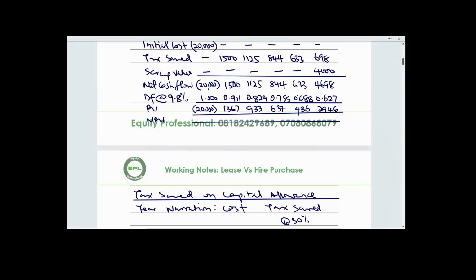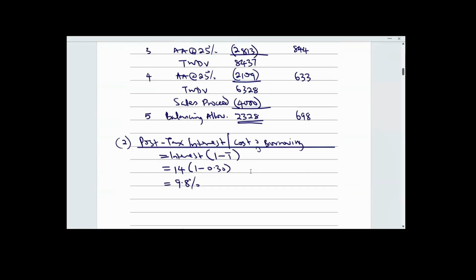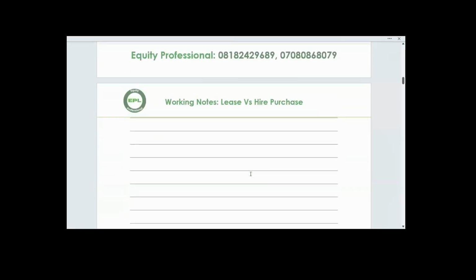Okay, so the final answer will then be equal to 2946 plus 436 plus 637 plus 933 plus 1367 equal, then minus 20,000. Minus 13,681. Here is negative 13,681. That's the PV of cost under outright acquisition. We then go to option 2. We use this one for our working.